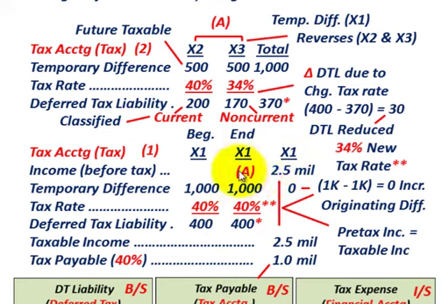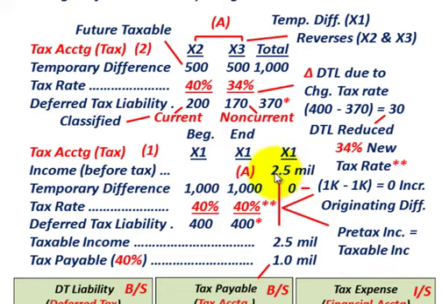We start out with our income before tax at $2.5 million. The temporary difference is not going to affect our taxable income, because from the beginning of the year to the end of the year there hasn't been any change or any originating difference during the year. So it's $1,000 versus $1,000, zero difference, so it doesn't affect our pre-tax income. The pre-tax income equals our taxable income.